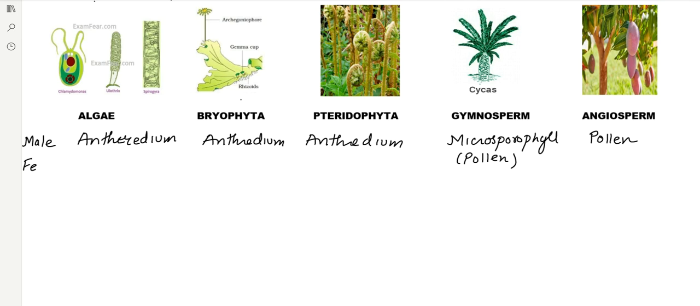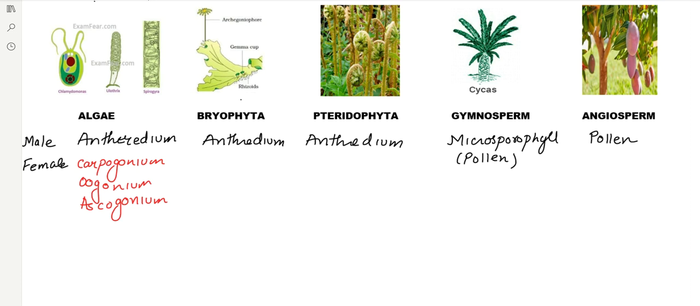Now, talking about the female reproductive structure, what do we see? Algae had the most primitive type of structure. Although they also were non-jacketed, in most algae it is directly represented by the female gamete itself. But in higher algae, we also see structures like carpogonium. We also see structures like oogonium. We saw structures like ascogonium, which represent the female reproductive part.